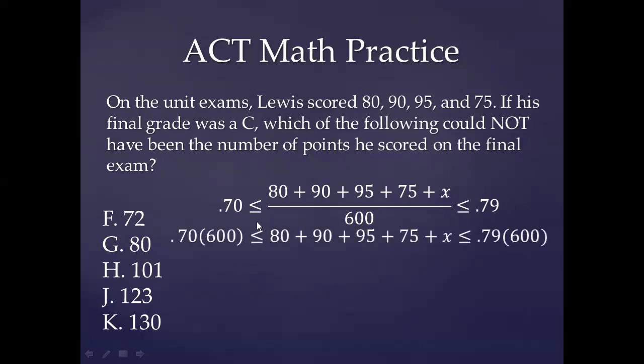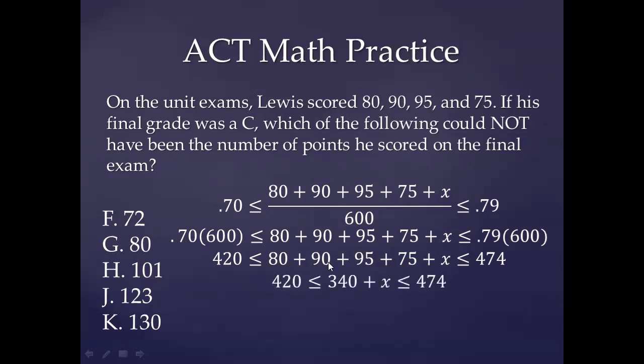So first, we can multiply all 3 parts by 600. That cancels out the 600 in the denominator in the middle. On the left side, we multiply by 600, and on the right side, we also multiply by 600. 0.70 times 600 is 420, and 0.79 times 600 is 474. Then we can add the 80, 90, 95, and 75 together to get 340. Next, we can subtract 340 from all 3 parts to get that x is between 80 and 134, inclusive.